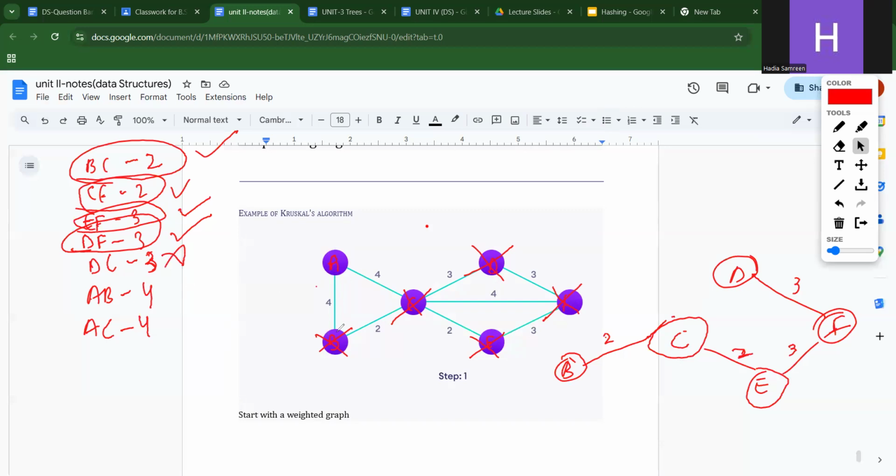Then AB, is there a need? Yes. So we will add AB, and A is also visited. So each and every node is visited now. So there is no need for the rest. We are done. Add up all the edges and we are done.